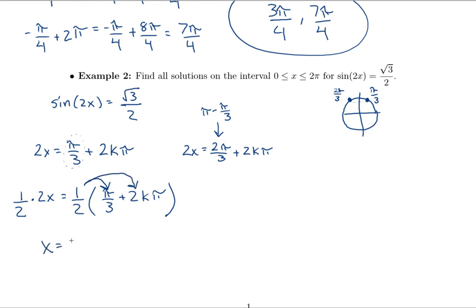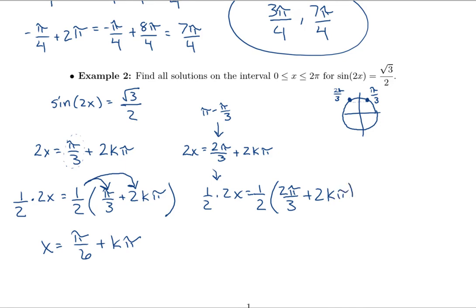so 1/2 times pi over 3 is pi over 6. As I distribute, that 1/2 multiplies by that, and I get plus k pi. And then the same thing here, 1/2 times 2x equals 1/2 times 2 pi over 3 plus 2k pi, which is x equals, the 2's cancel out, so that's just pi over 3 plus k pi.